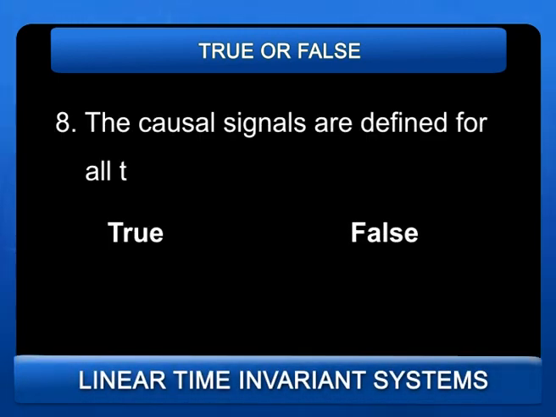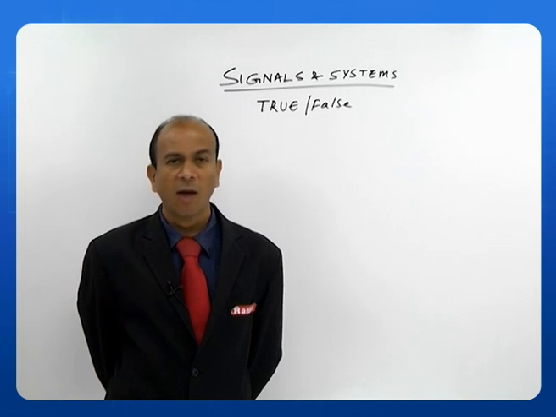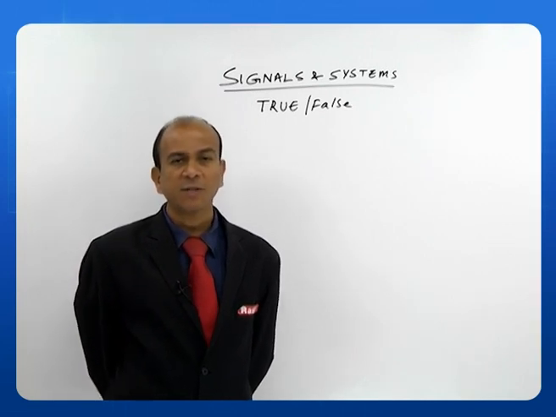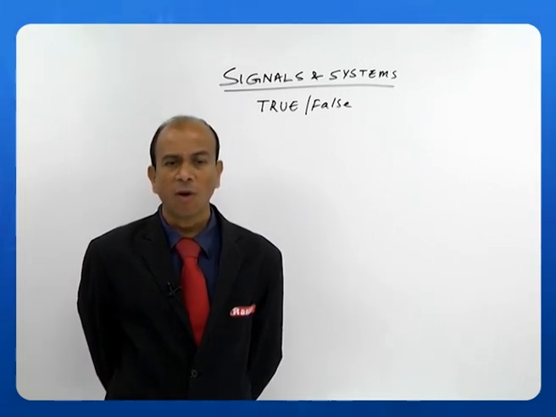Let us look at the 8th question. What does the 8th question say? It says the causal signals are defined for all values of t. Okay, for all values of t, causal signals are defined. Is this true or false?